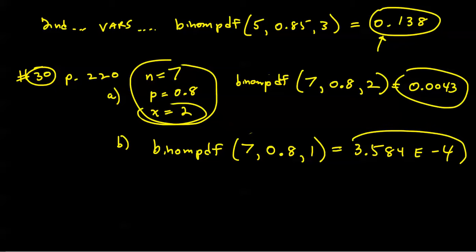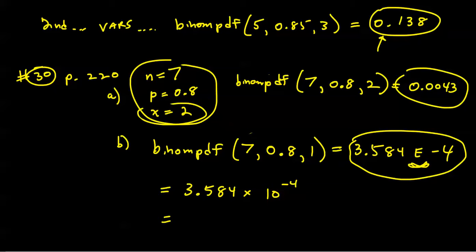This is Texas Instruments syntax for scientific notation, and what this means is 3.584 times 10 to the minus 4th power. Okay, this cap E between the numbers means scientific notation, and here is the equivalent, right? Well, we should all know a little bit about scientific notation. All this means is you'll move the decimal place 4 places to the left if you want to get to a decimal representation.